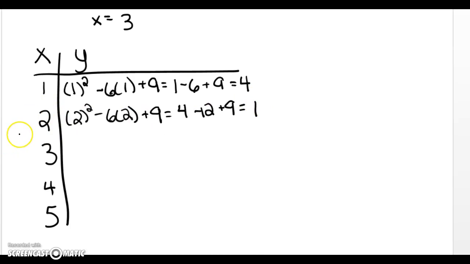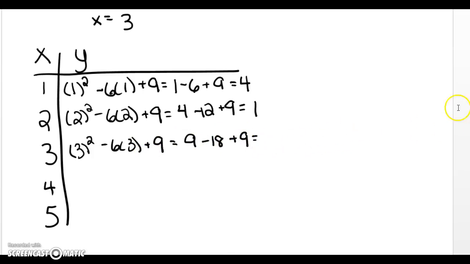Then just keep repeating this process for the rest of your values. So you have 3 squared minus 6 times 3 plus 9. So 3 squared here is 9. Negative 6 times 3 is negative 18, and plus 9. So 9 minus 18 is negative 9, plus 9 would give you a value of 0. So here our vertex is at 3 and 0.